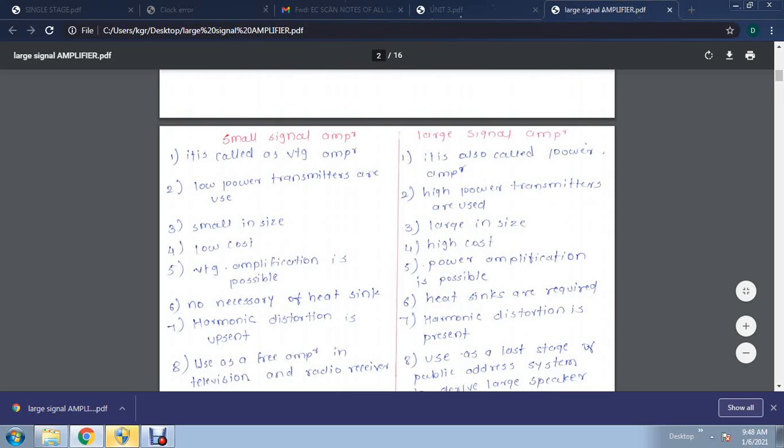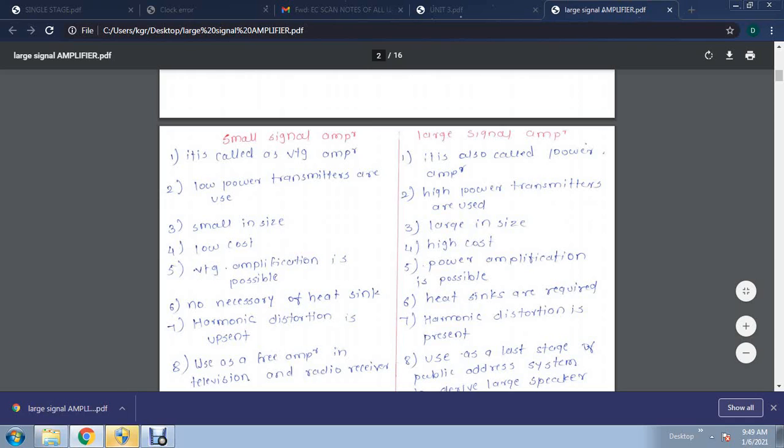Here, what is the difference between small signal and large signal? Small signal we can take as a voltage amplifier, whereas large signal we can take as a power amplifier. Low power transistors are used here, and high power transistors are used here. Small signal amplifiers are small in size, while large signal amplifiers are very large. Small signal is low cost compared to large signal, which is very high cost. Voltage amplification is possible in a small signal amplifier, whereas power amplification is possible in a large signal amplifier. Heat sinks are not necessary in small signal, but they are required for large signal.